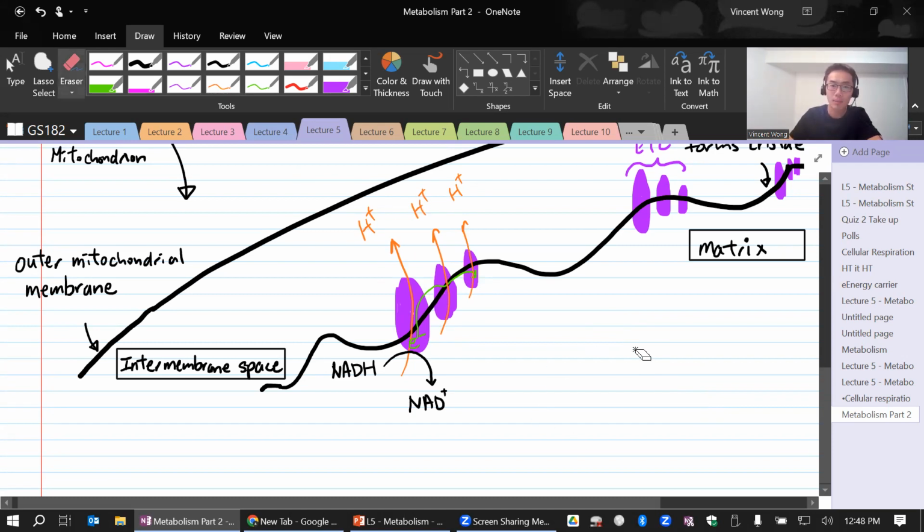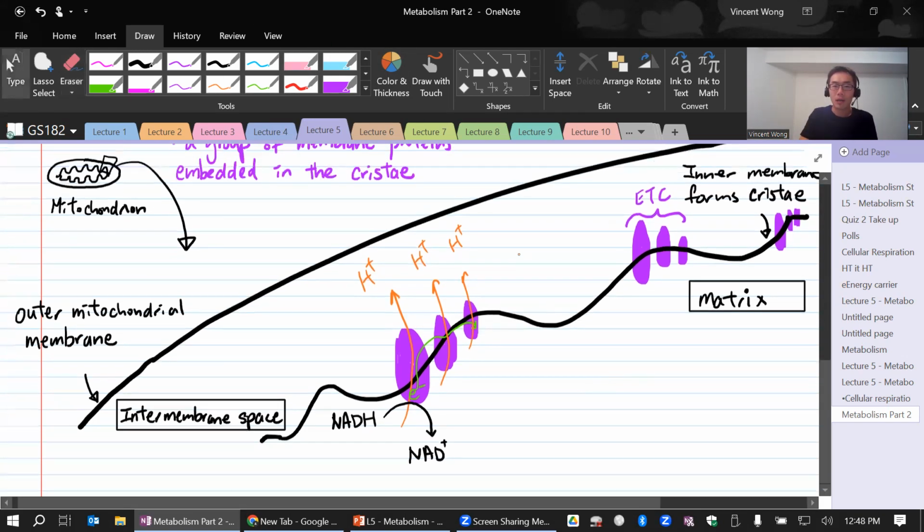Okay, so there are some H plus in the matrix. We're going to pump them into the intermembrane space. Look, I didn't tell you the full story, but it's not too difficult to comprehend here. That NADH, when it becomes NAD plus again, there is going to be an H plus, right? That's what this H is. So we're going to use the energy from the electron, and we're going to pump these H plus all the way into the intermembrane space.